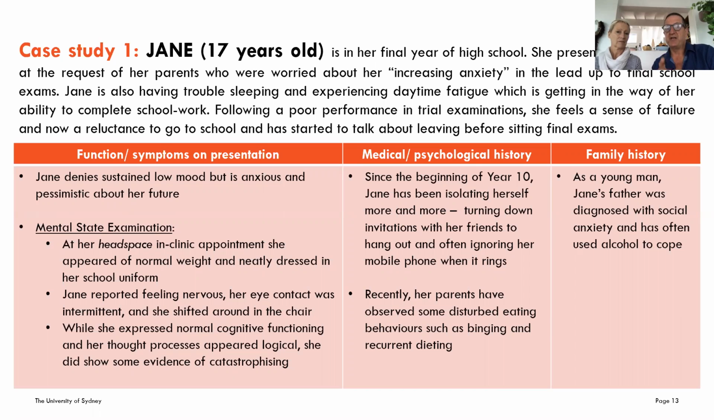So in Jane's history, since the beginning of year 10, she has been isolating herself more and more. Pretty typical story for someone with significant anxiety at that age, more social anxiety, more difficulty coping with school challenges, actually withdrawing more from her friends, not interacting that particular way. So importantly here, this has been going on for some time before the event that's precipitated her presenting for care, being the final school exams.